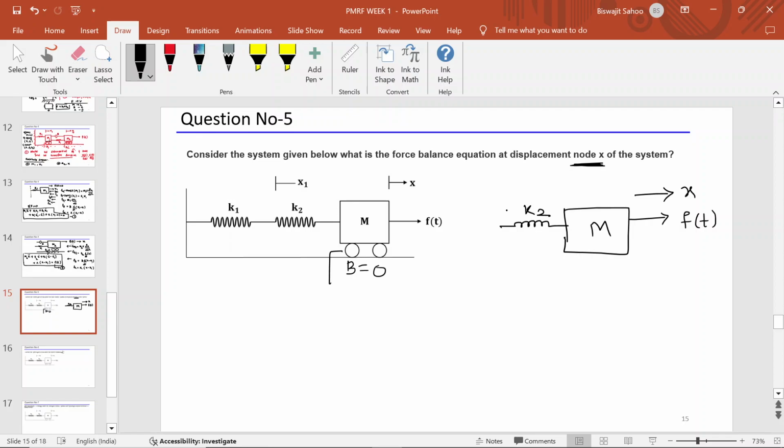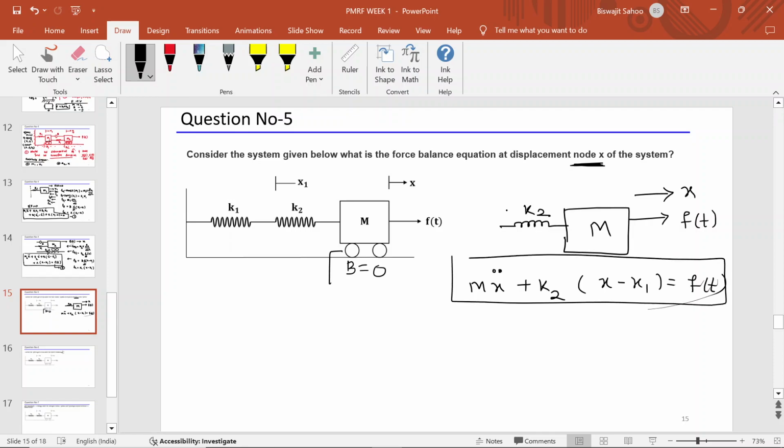Can anybody tell me how to solve this type of question? So f of t is equal to m x double dot plus k2 into x. At node x, you are saying, m x double dot plus k2 into (x minus x1) is equal to f of t. I think everyone should agree with this equation because it is correct.